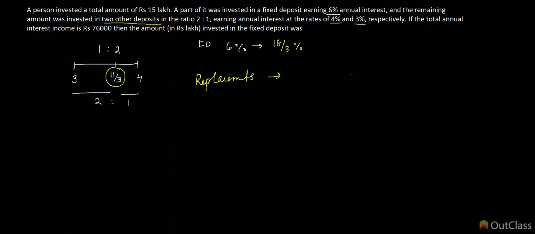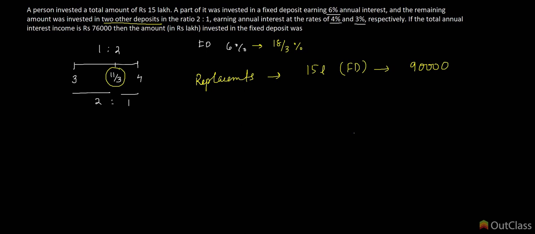So you want to start at one extreme. If I had put all 15 lakhs in your FD, it would have given me 6% of 15 lakhs, which is 90,000. This would be my extreme value.